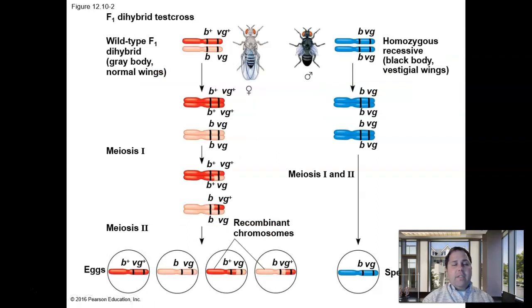If we allow that to do some recombination, the eggs that we're going to get from this fly are going to have 4 different types of chromosomes. We're either going to get B plus VG plus, right? That's this one, or BVG, that's this one. That's going to happen most of the time. But with some frequency, you're going to mix and match between these two loci and get a B plus with a VG and a B with a VG plus. You're going to get these recombinant chromosomes.